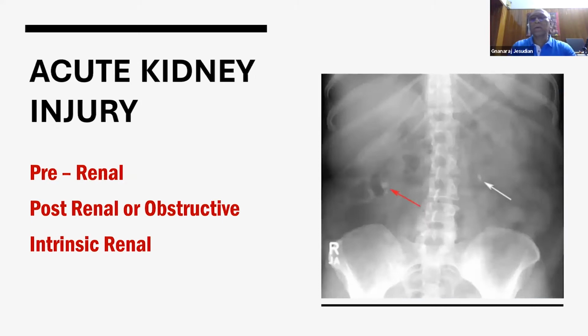So what are the causes for kidney failure? It can start even before the kidney, which is called pre-renal, or it can be after the kidney because of obstruction, which is called post-renal, or it can be in the kidney, which is called intrinsic renal dysfunction. So the problem can be either before the kidney, in the kidney, or after the kidney. Can you name one cause for each? We'll start with the post-renal or obstructive. What can cause obstruction to the kidney?